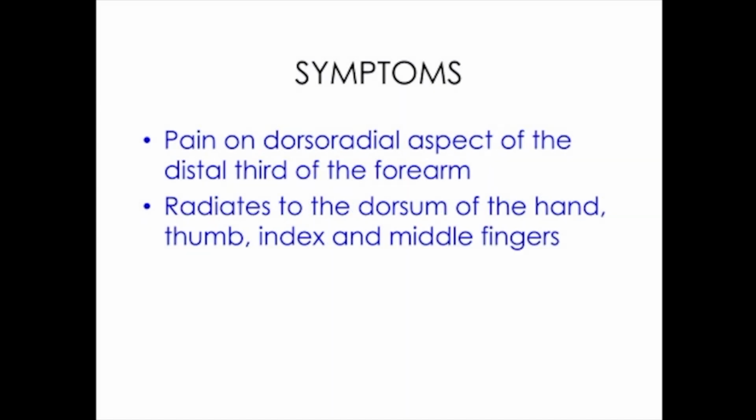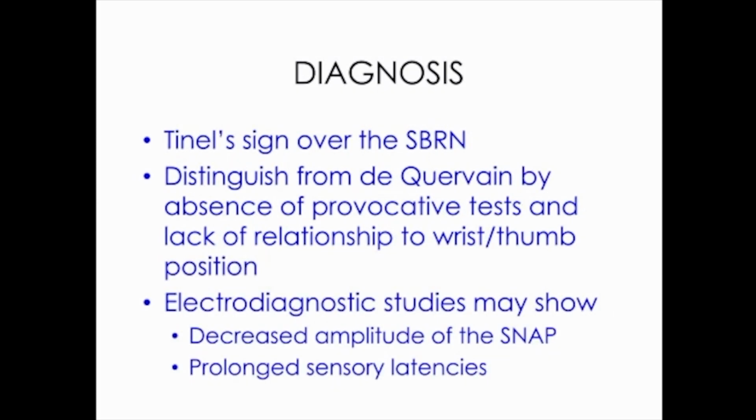So the symptoms are pain on the dorsoradial aspect of the distal third of the forearm, which radiates to the dorsum of the hand, thumb, index, and middle fingers. Clinical signs include Tinel sign over the superficial branch of the radial nerve in the interval between the brachioradialis and ECRL. And you can distinguish the pain from de Quervain's by the absence of provocative tests and the lack of relationship to wrist and thumb position. Electrodiagnostic studies may show decreased amplitude of the sensory nerve action potential and prolonged sensory latencies.